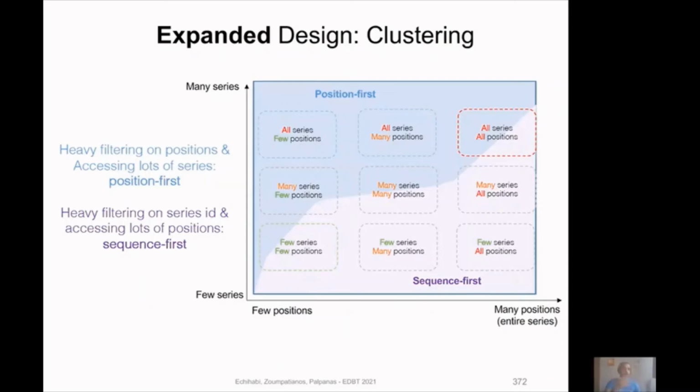Now, what about clustering? So assume that we have this big expanded table. Should we cluster data by a sequence ID, or should we cluster data globally by timestamp, like sort all time series by timestamp? So it's not clear. It depends on the workload.